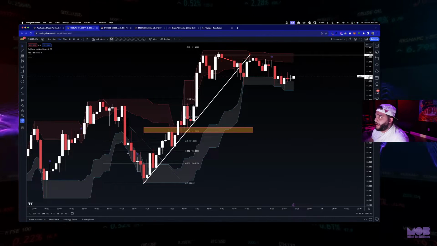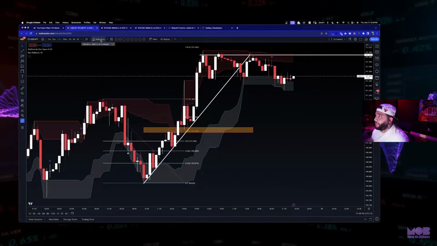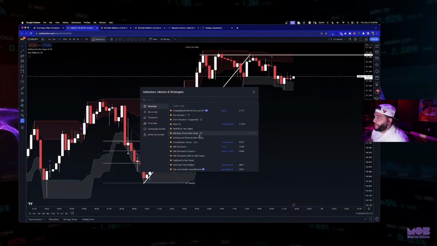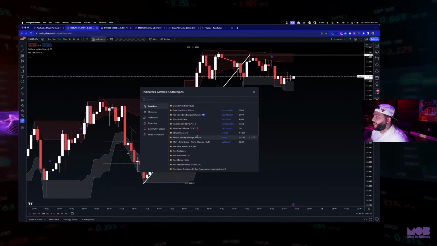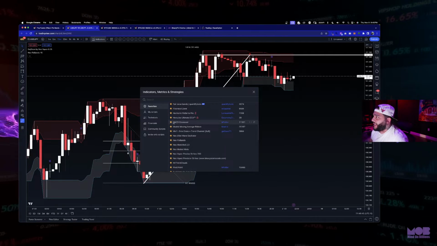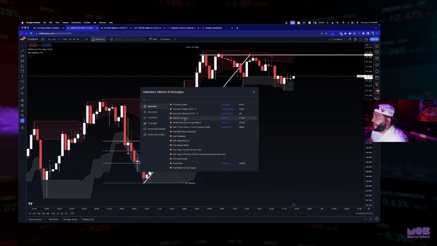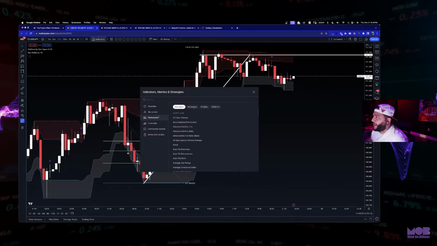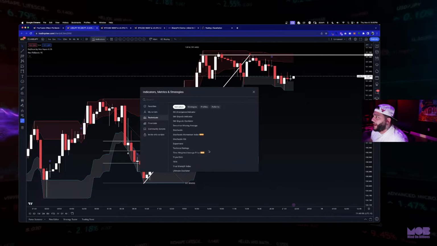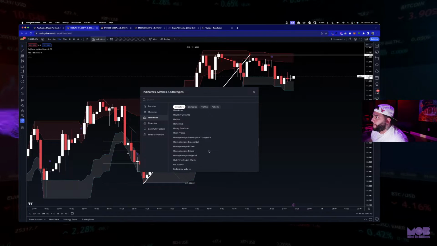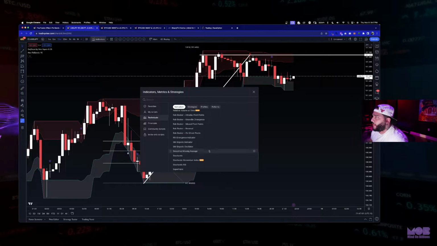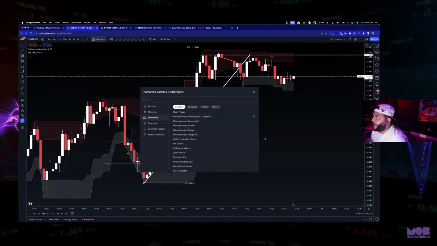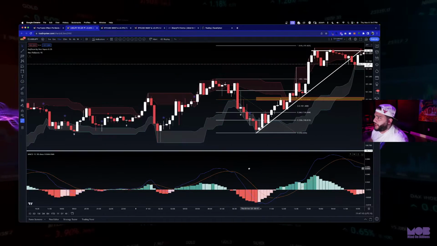I actually have a custom indicator on MACD, but let's not even go there. We could go with a regular MACD. Let's go with a crossover one. Here's one that's already in the TradingView library. That's not mine, but it's for premium members. You know what? No, let's keep it simple. MACD. Moving average convergence divergence. All right, so here you go.